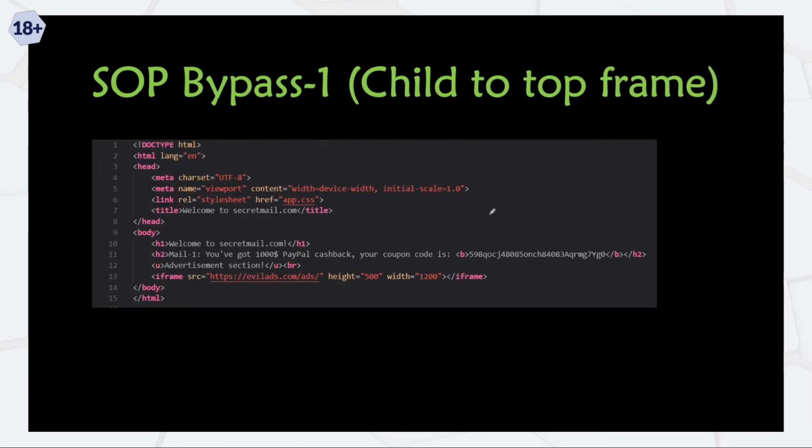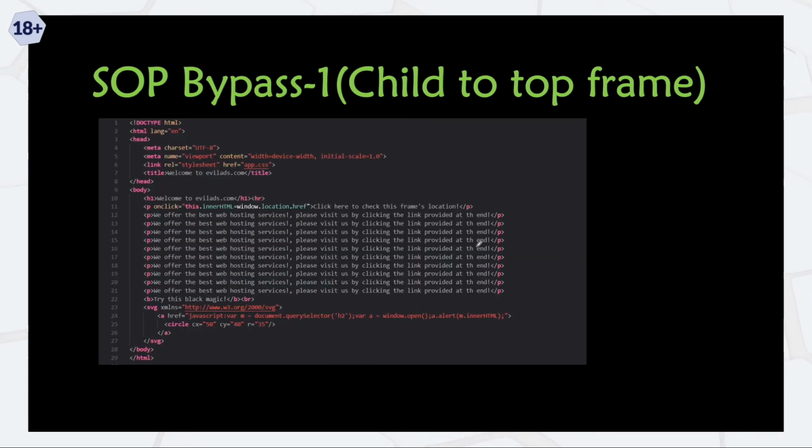So let's consider an example again. As we have witnessed, Safari took the content of the H1 element, the H2 element, and also the title element. For instance, we have a heading which says welcome to secretemail.com, and the H2 element contains one of the values from the mail, which says you have got $1,000 PayPal cashback, your coupon code is this. And again, it has a simple iframe.